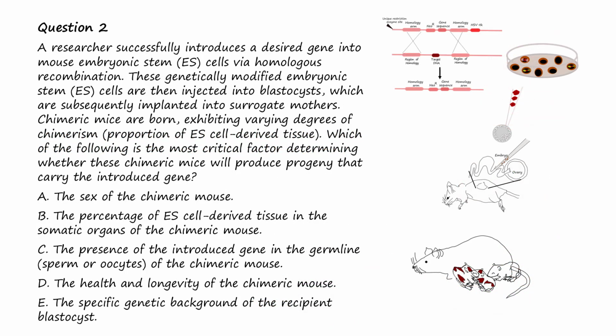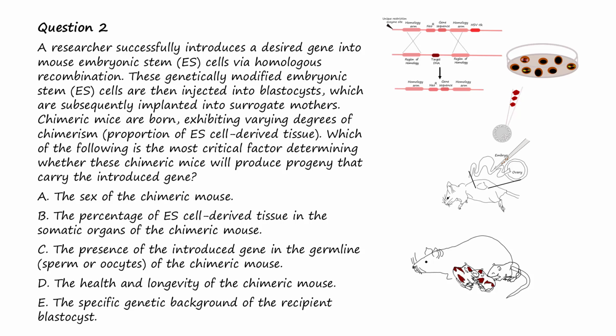Question 2. A researcher successfully introduces a desired gene into mouse embryonic stem cells via homologous recombination. These genetically modified embryonic stem cells are then injected into blastocysts, which are subsequently implanted into surrogate mothers. Chimeric mice are born exhibiting various degrees of chimerism. Which of the following is the most critical factor determining whether these chimeric mice will produce progeny that carry the introduced gene?